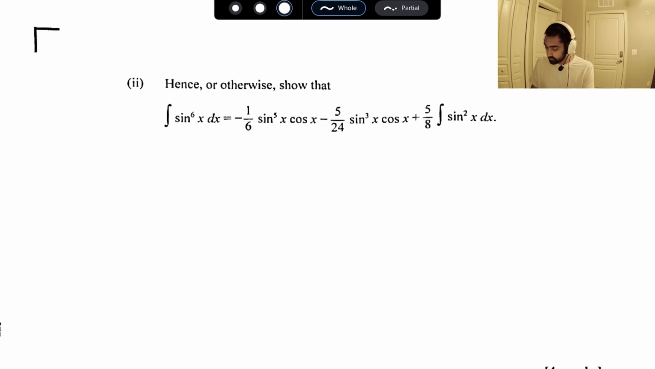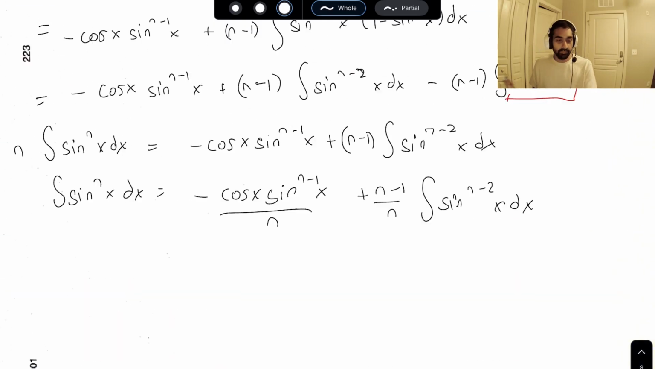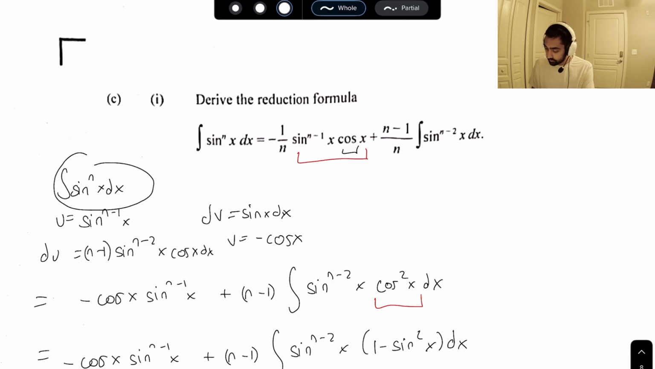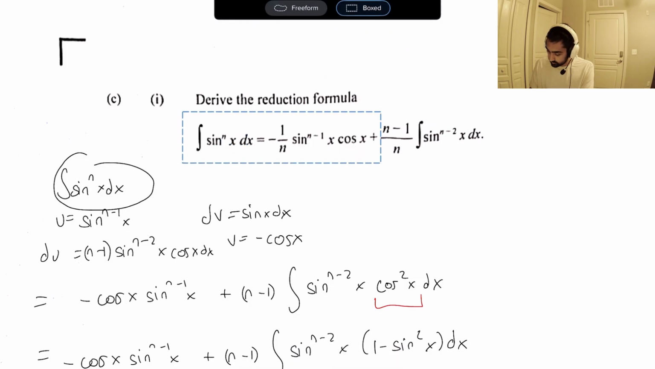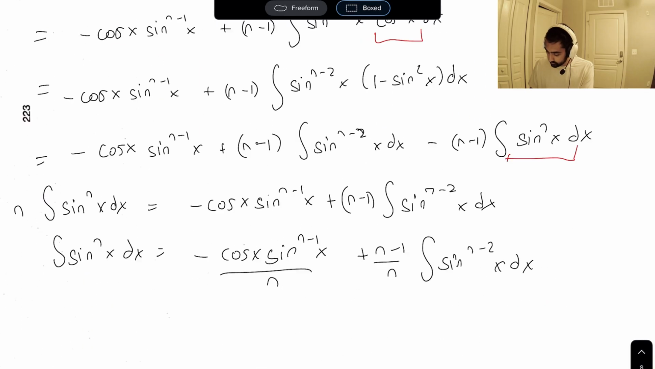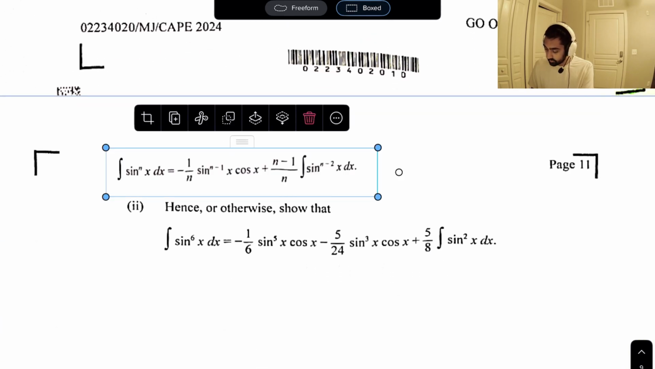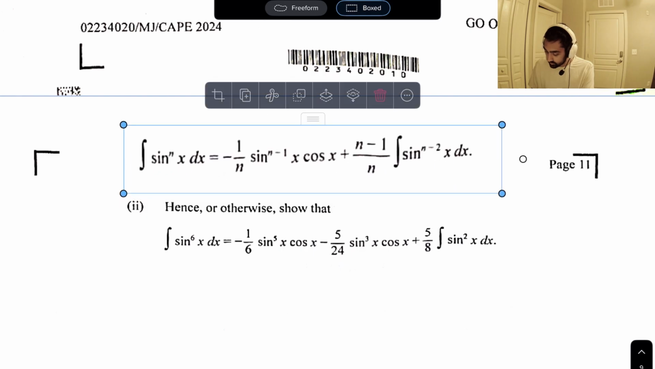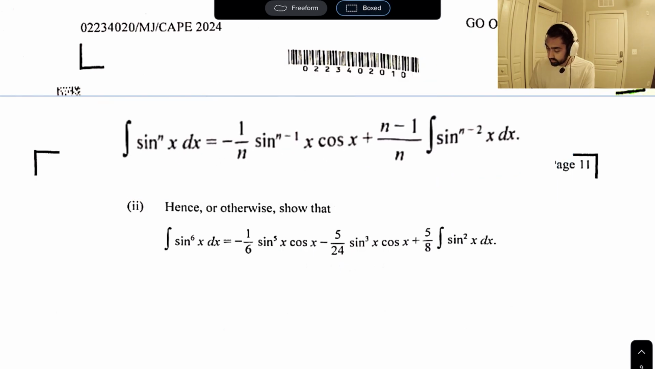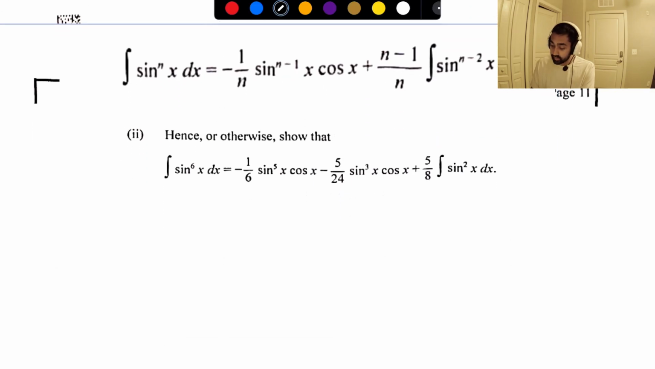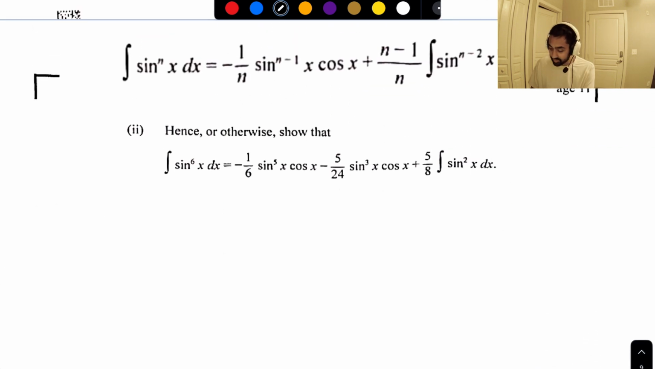All right, last part now. They're asking us to show that the integral of sine to the 6 x is this expression, and we're going to use the formula. Let me just copy the formula down so that we have easy access to it. Now remember, this formula is true for any value of n, and it just has to be an integer. So I can let n be 6, for example. So that's the first thing I'm going to do.